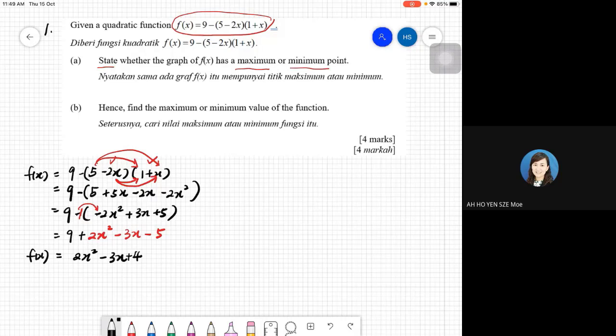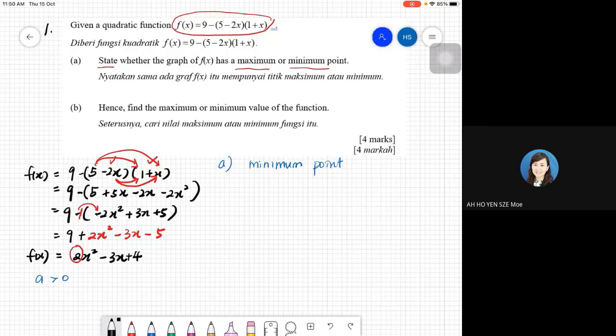Okay, so from here, you can already identify the value of A. Okay, A is 2. Okay, so when A is 2 means the value of A is greater than 0. So we can answer the first part of A, which is minimum point. Do you need to find the point first to answer the A? Do you need to find the value of minimum point or just take minimum point? The question states whether the graph of fx has a maximum or minimum point. They ask you to state only. So you no need to find out the point yet.